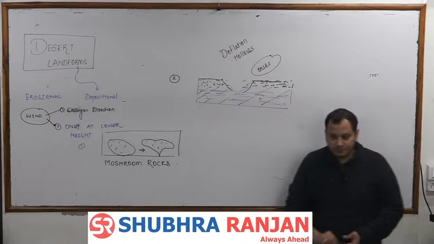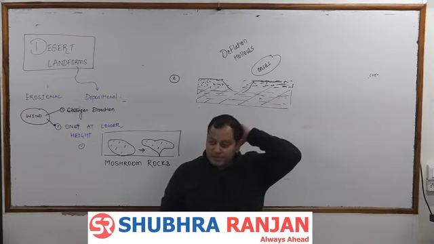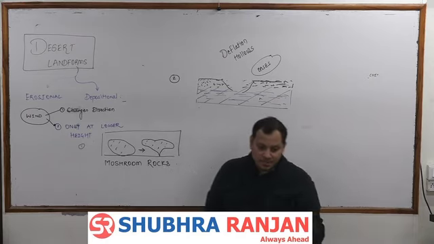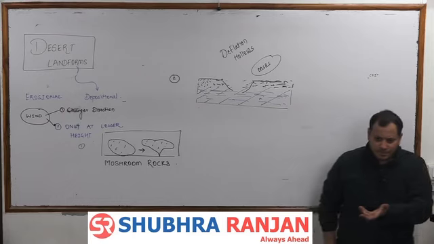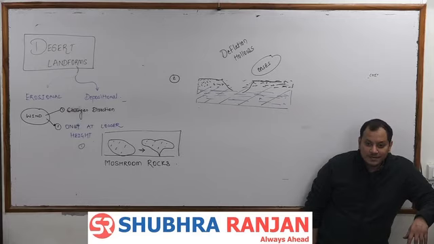Yes, we'll see in the atlas. Deflation hollow, the famous depression is the Qattara depression. If the water level is high, water can be there anywhere. Groundwater is found everywhere. Are there wells in Rajasthan or not?